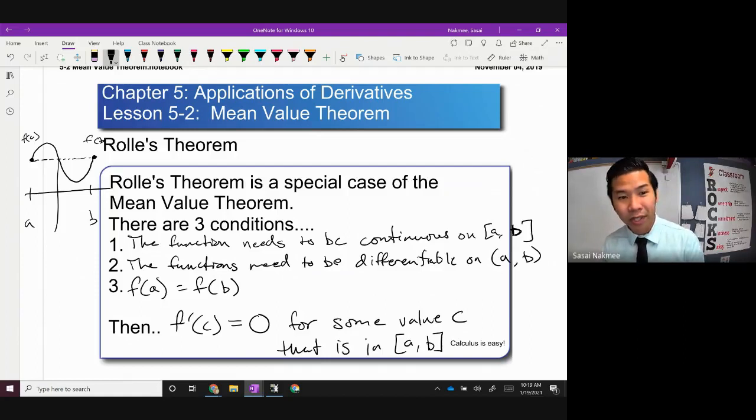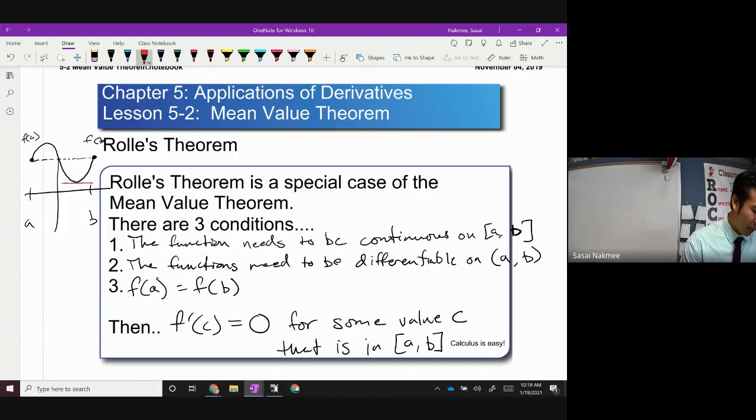All Rolle's theorem is saying is that in between, there should be at least one point where the tangent line that's parallel to it is also equal to 0. Which is like, well, duh, because that's what the mean value theorem states. This is just a special case, the special case being that the endpoints equal each other. The function values at the endpoints are equal to each other.